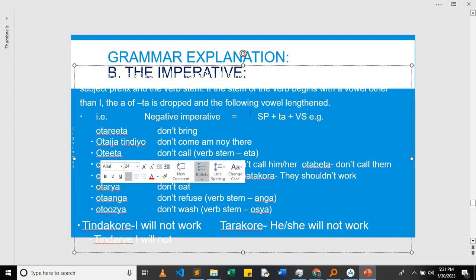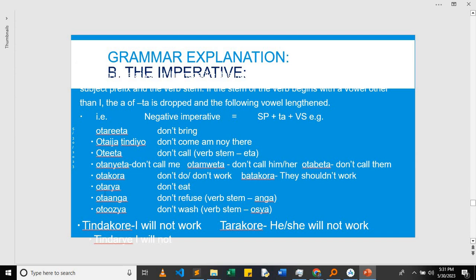Do you know actually how these words become negatives? This o is what we call the subject prefix. The verb here is rya. Because rya doesn't begin with a vowel, we remain with ta, and it is otarya. Don't eat. Now, this O basically means one person. You are telling one person, don't eat.